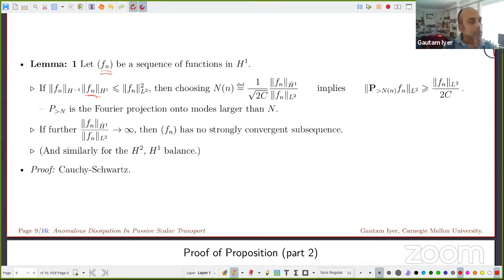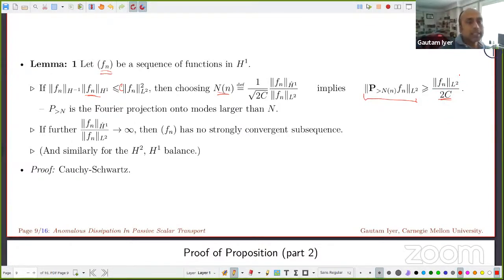Then I claim if I choose big N to be the ratio, so I forgot the C over here, my apologies. If I choose big N to be this ratio, which is the H1 norm of Fn divided by the L2 norm of Fn, find an integer close to that and project onto all Fourier modes after big N. The amount of L2 energy you have left in Fourier modes after big N is at least a constant fraction of your initial L2 energy.